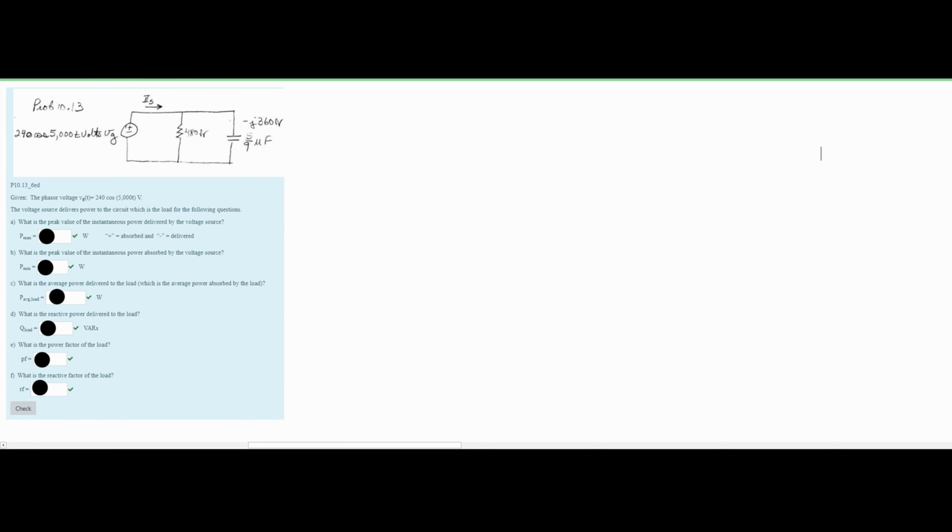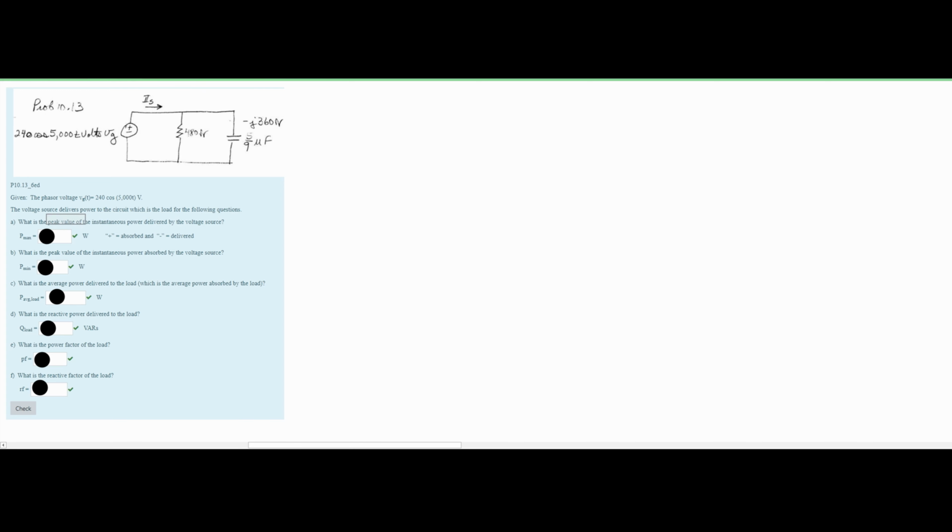In this problem, we are given the following circuit diagram. We are also given the phasor voltage, and then we are told that the voltage source delivers power to the circuit, which is the load for the following questions. For part A, we were asked what is the peak value of the instantaneous power delivered by the voltage source.